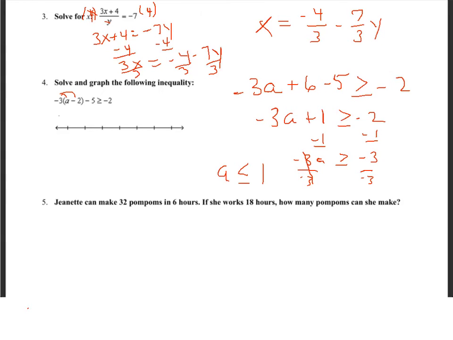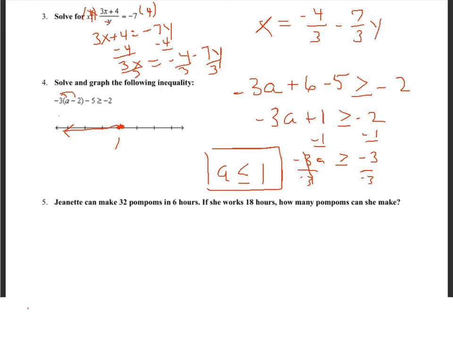Okay, so to graph, the only number I need here is the 1. So I'm going to put it right here. It says a is less than or equal to. That means that at the 1, we're going to put a solid dot, because it could be less than that, or it could be equal to it. It should be 1 dot. Okay, and it's less than that, so it's going in this direction. So we've solved and graphed the inequality. a is less than or equal to 1, and that's what the graph looks like.